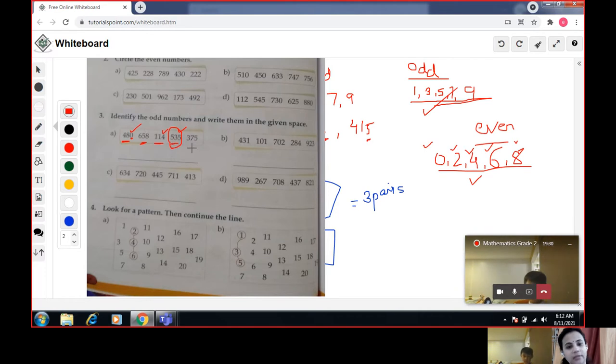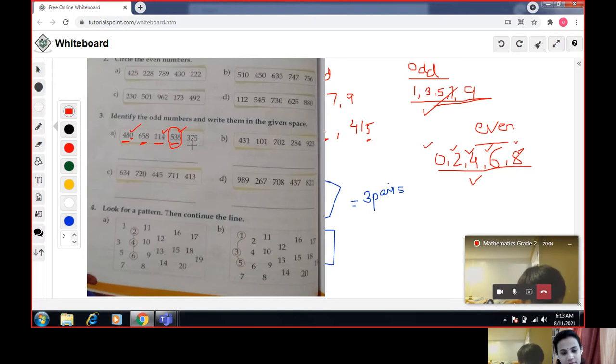Now see the next one, 375. Now can you tell me, for 375, is this odd or even? Please tell me, 375. Odd, I think. Yes, but how is it odd? Can you tell me? This is odd. It is right. This is odd. But how is it odd?